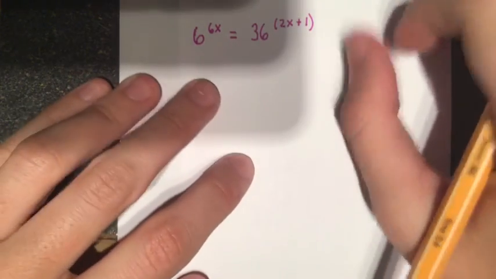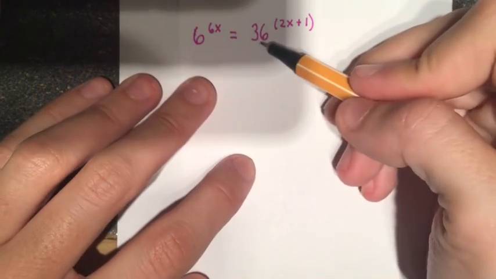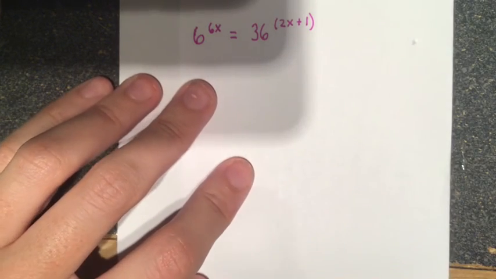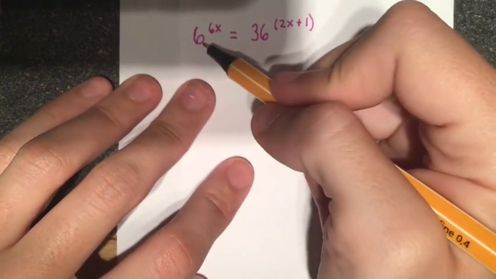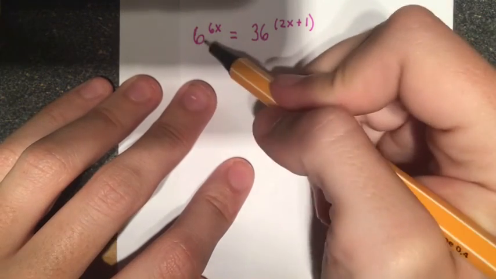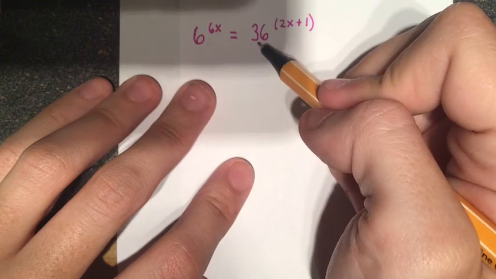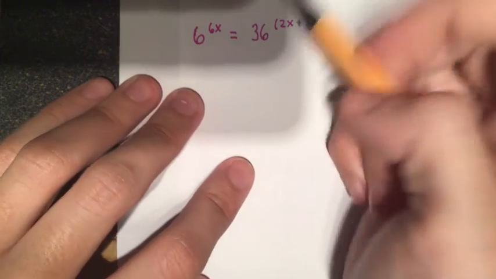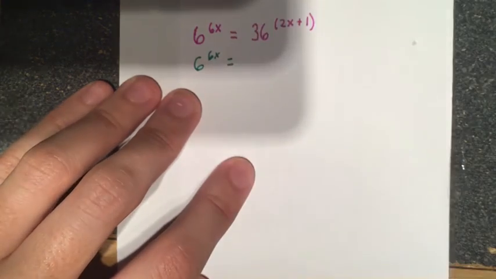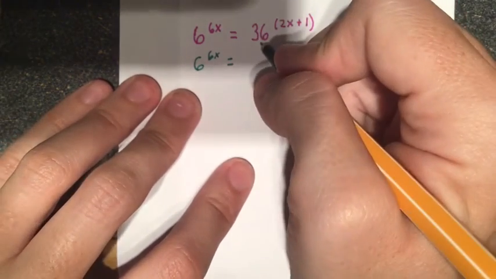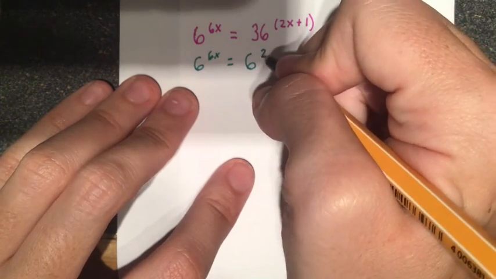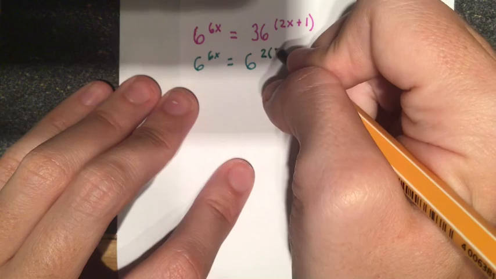Number 3 has 6 to the 6x is equal to 36 to the 2x plus 1. So I have to say to myself, I like this 6 here. This 6 is a nice small number, and I know that if I square 6, I'm going to get myself a 36. So I'm going to keep this 6 to the 6x on the left side. And then on my right side, I'm going to say to myself, I have 6 to the what power gets me 36 to the 2nd power, and then I bring down my parentheses.